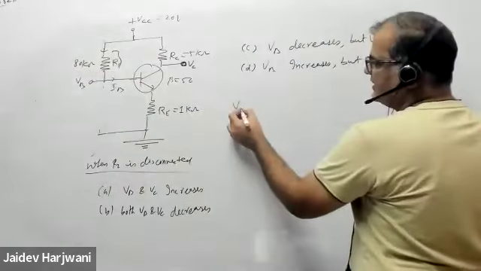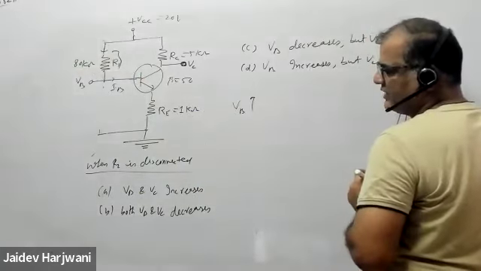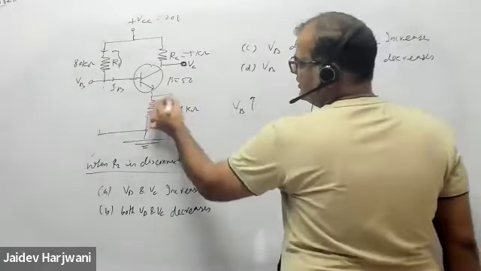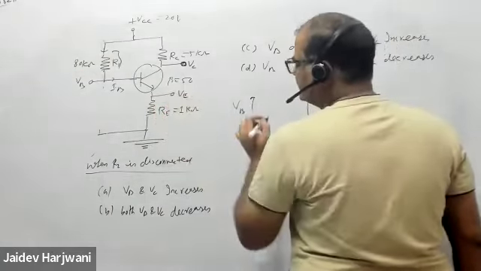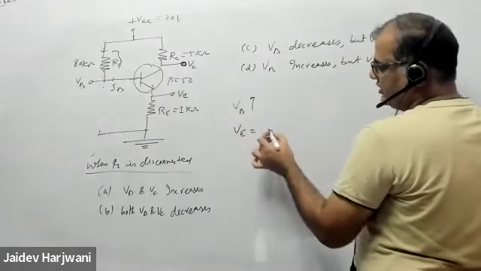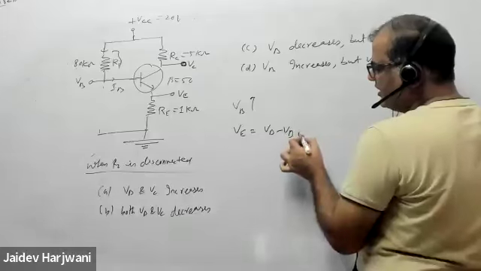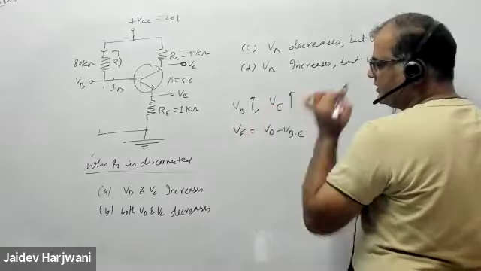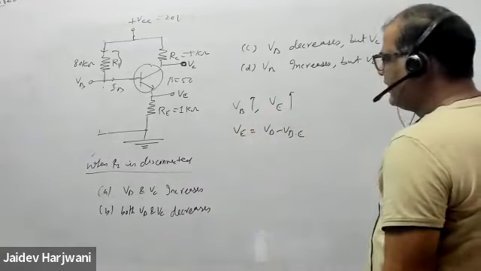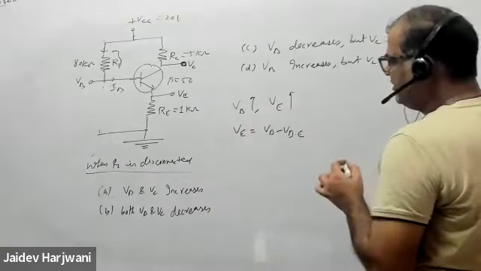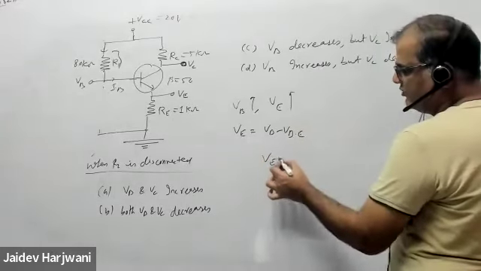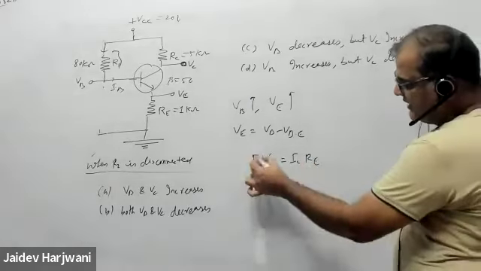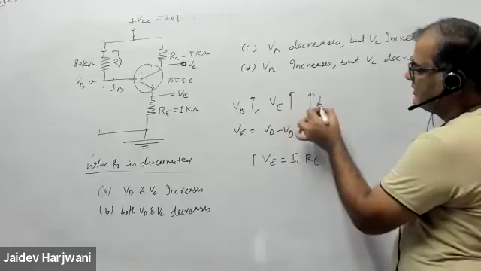And if VB increases, what will happen? Tell me. If VB increases, then this VE also increases. VE is what? VE is your VB minus VBE. This is constant. So VB increases, your VE also increases. And VE is basically your ICRE, so if VE increases, your IC also increases.